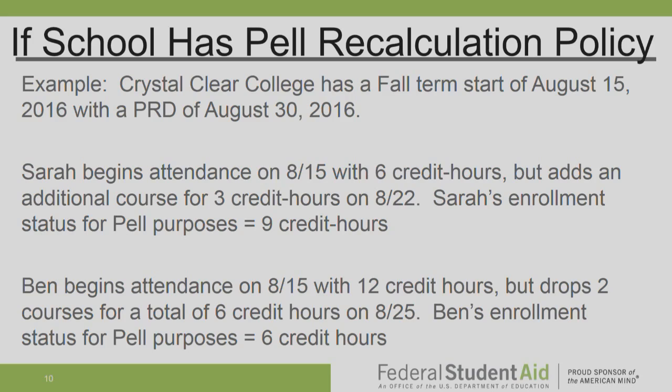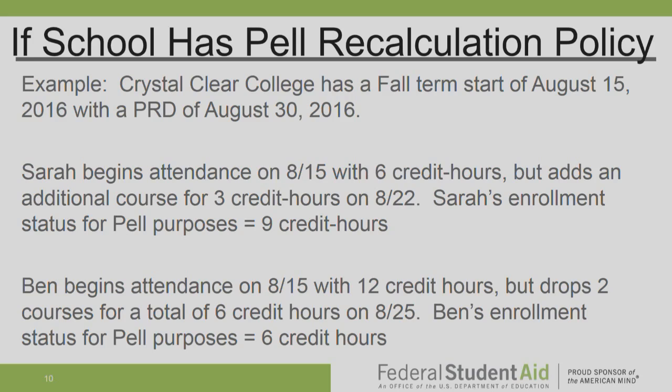All right. Now, Sarah begins attendance on August the 15th with 6 credit hours. That's great. But she decides to add an additional course for 3 credit hours on August the 22nd. Is that before my Pell recalculation date? It is, because I have a policy, I get to add those 3 credit hours. Yay. Not an initial calculation that I care about. So I do indeed get to include those 3 credit hours, and now Sarah is three-quarter time for receiving Pell, okay?